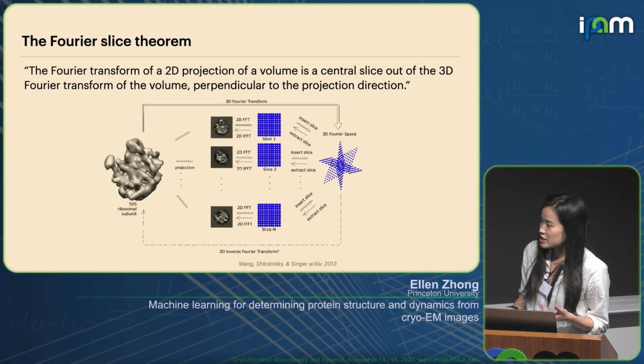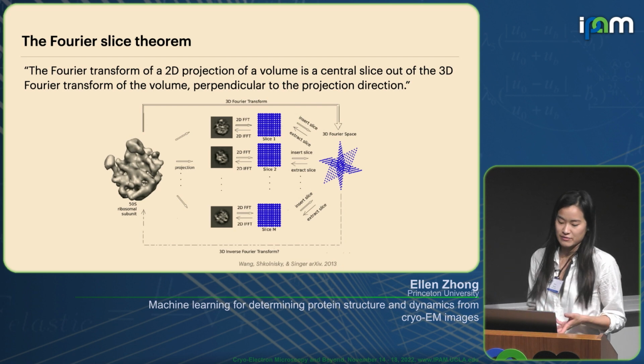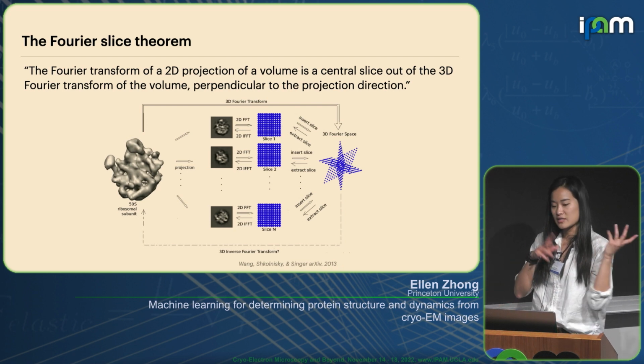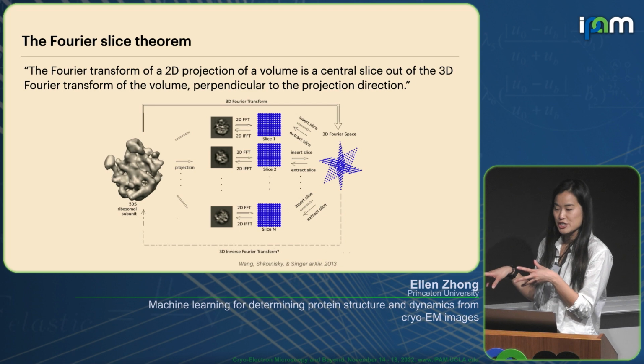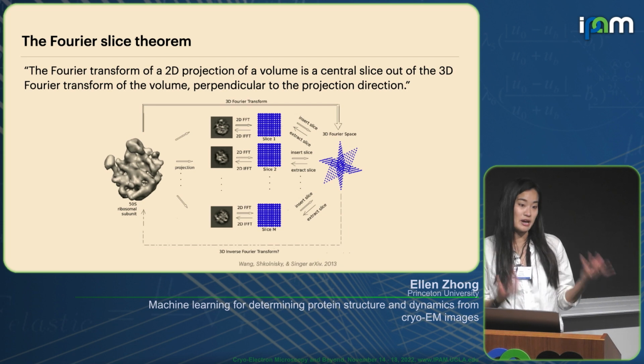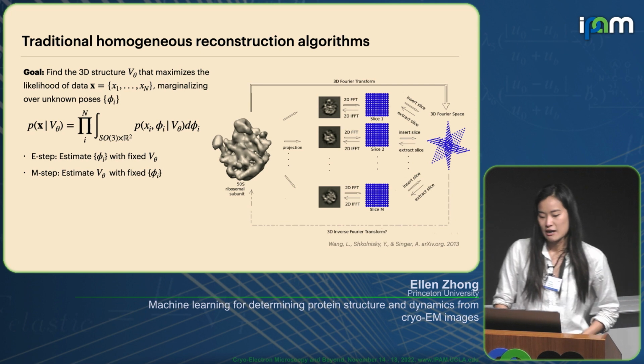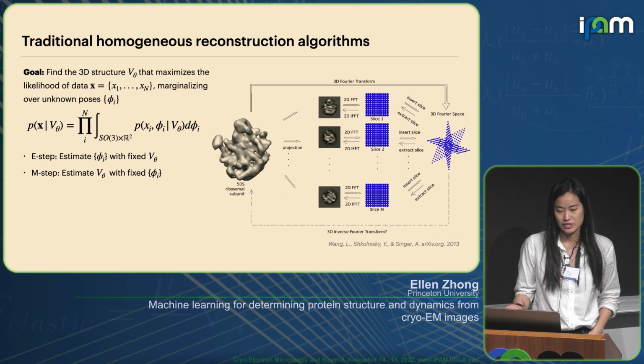If we have a data set of images and we know their orientations or their poses, we can take the FFTs of those images, insert those as central slices in the corresponding orientation of those particles, build up our representation of our volume in 3D Fourier space, then take the inverse FFT to get back to our reference volume. So that's in fact how traditional homogeneous reconstruction algorithms work.